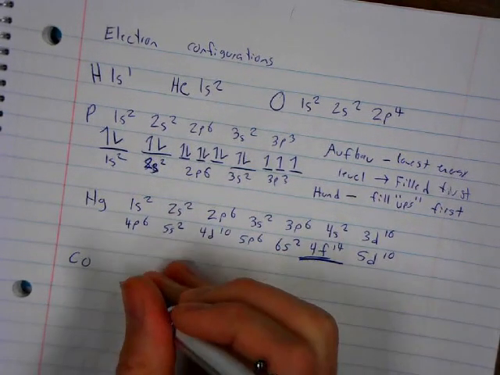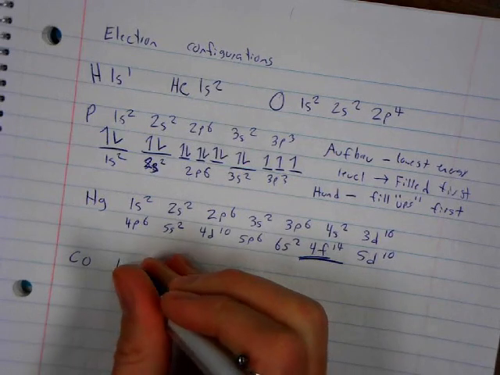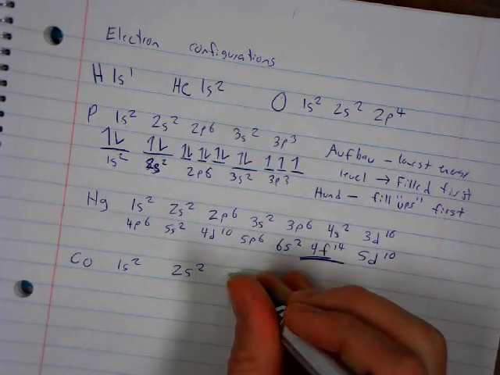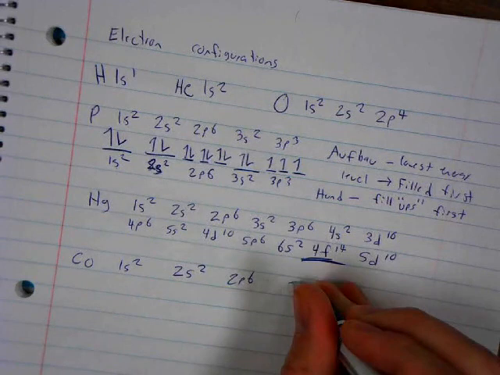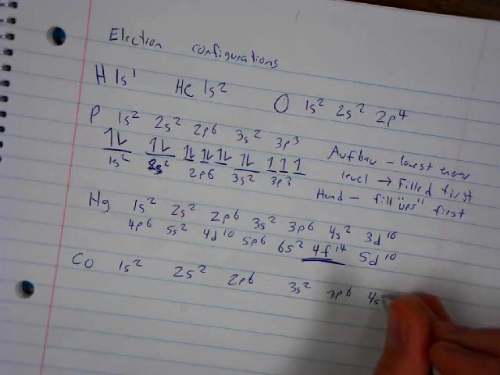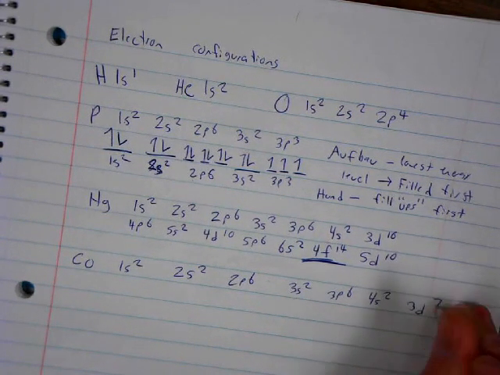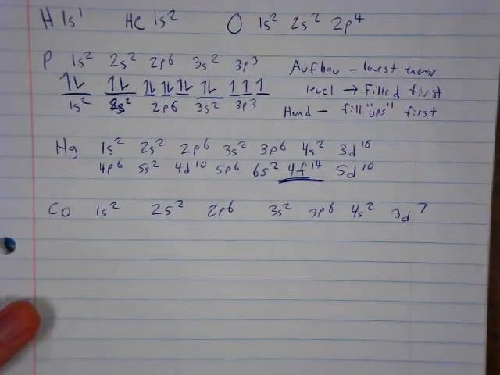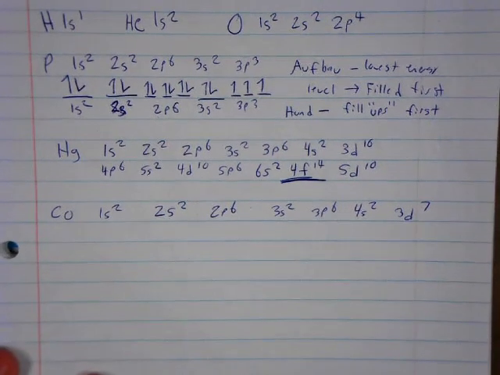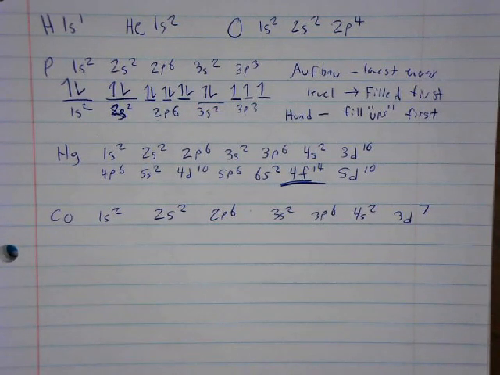Cobalt. Why don't you guys do an orbital diagram for cobalt? So I have 1s2. I'm going to give you the electron configuration. I want you guys to do the diagram. 2p6, 3s2, 3p6, 4s2, 3d7. So I want to see your ups, downs for cobalt.